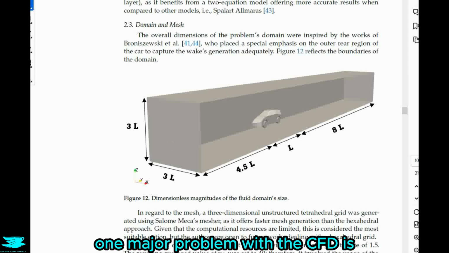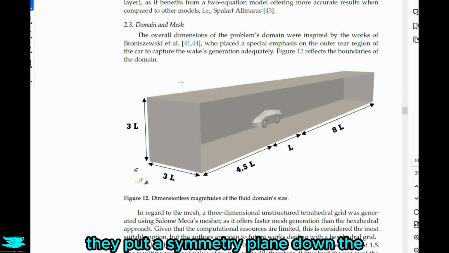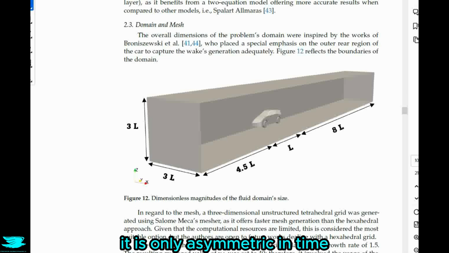One major problem with the CFD is that they only simulated half the model. They put a symmetry plane down the middle of the car, as you can see here. Now, this is a big problem because car wakes are very asymmetric. Sorry, not axisymmetric, asymmetric. But funnily enough, it is only asymmetric in time.